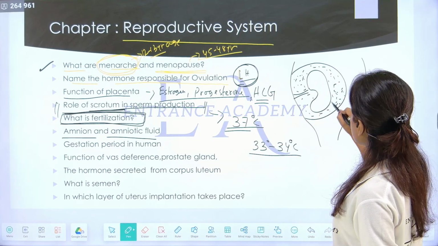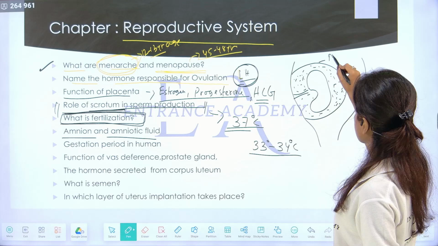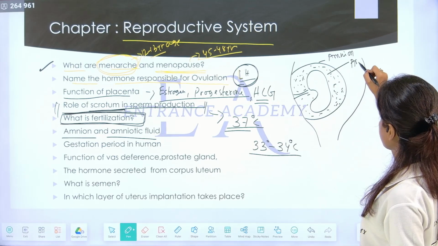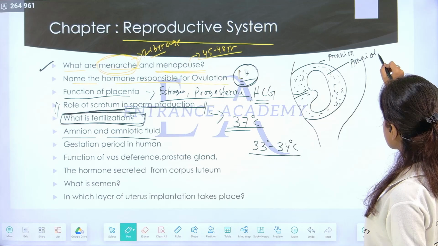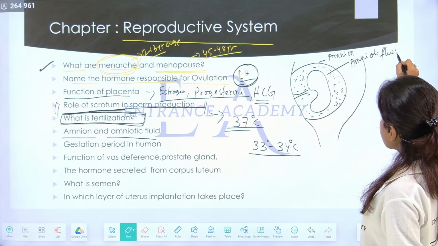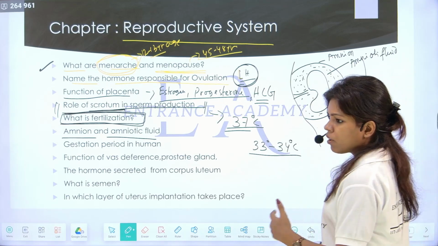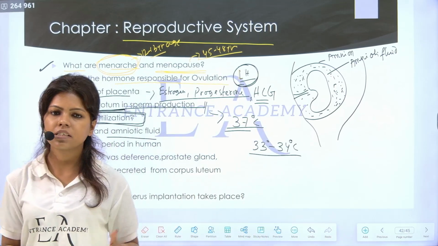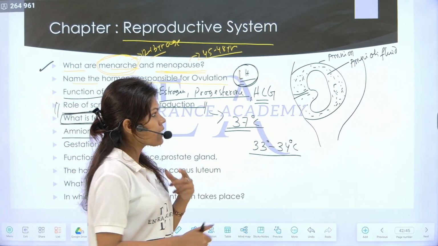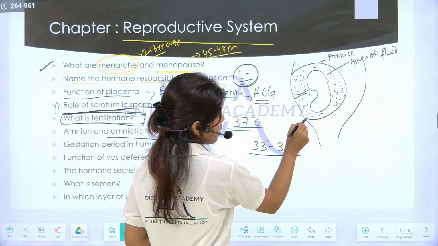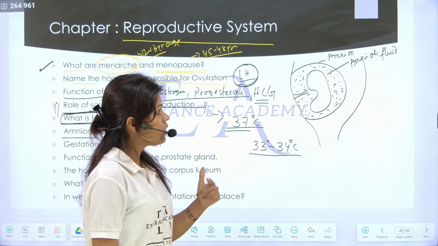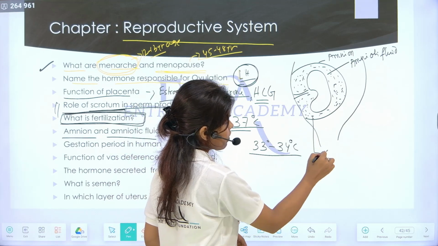So what will this amniotic fluid do? This is the amnion. And this is the amniotic fluid. It will protect the baby from any mechanical shock, any jerking during the pregnancy period. It will act as a shock absorber. By analyzing this amniotic fluid, we can even understand the sex of a child.